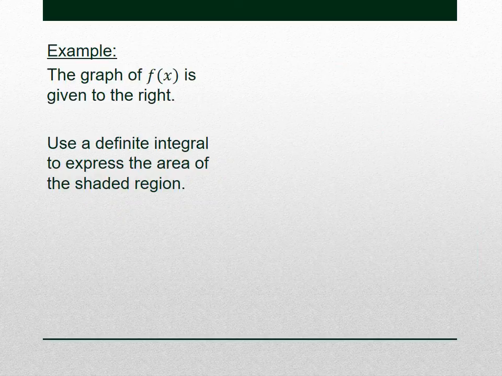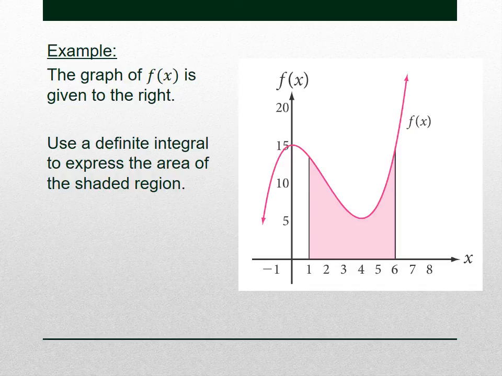So let's look at an example here. I'm going to give us a graph. It's a graph of f of x. And I want to use a definite integral to express the area of this shaded region. Recall from the last slide that the definite integral will give you the area between the graph and the x-axis between a and b.